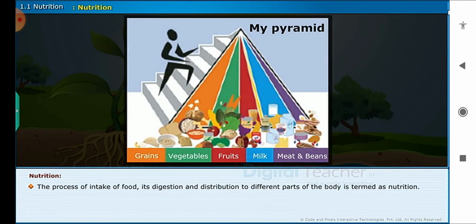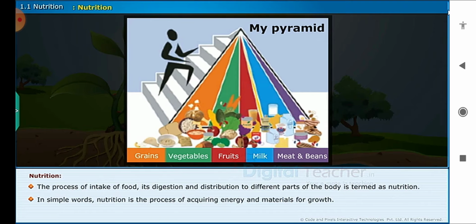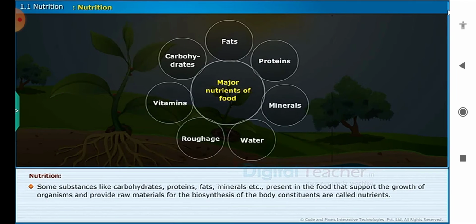The process of intake of food, its digestion and distribution to different parts of the body is termed as nutrition. In simple words, nutrition is the process of acquiring energy and materials for growth. Some substances like carbohydrates, proteins, fats, minerals, etc., present in the food that support the growth of organisms and provide raw materials for the biosynthesis of the body constituents are called nutrients.